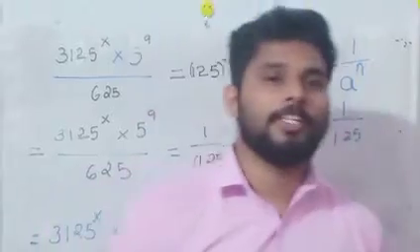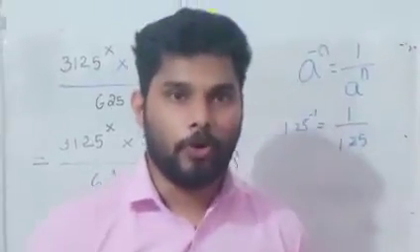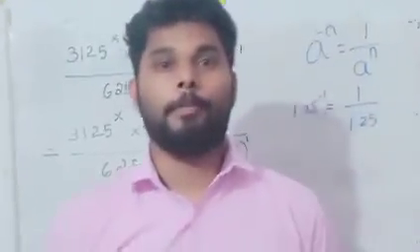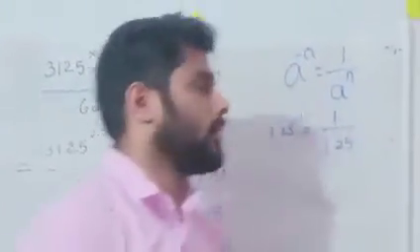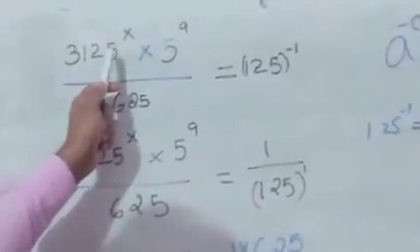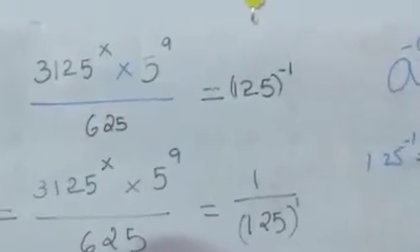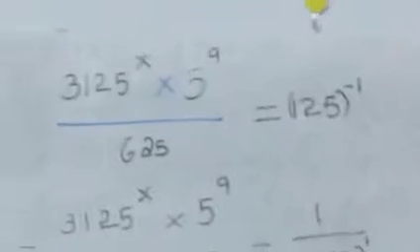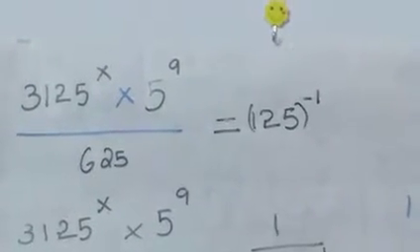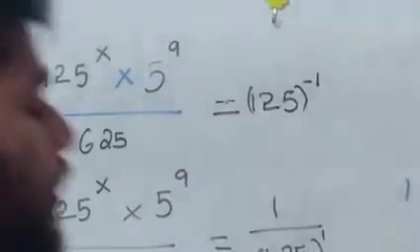Now we are going to discuss chapter 4, exercise 4.2, question number 5C. This is the question: 3125 raised to the power x into 5 raised to the power 9 divided by 625, which is equal to 125 whole raised to the power minus 1.